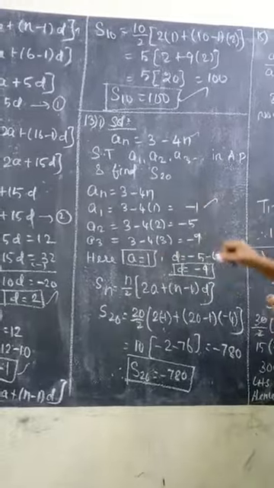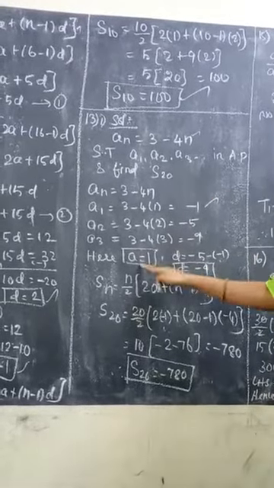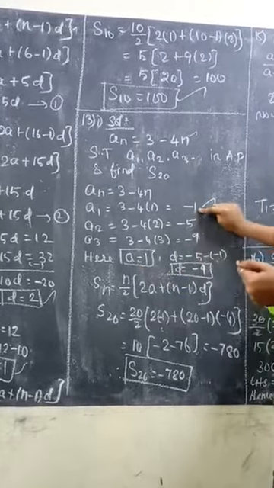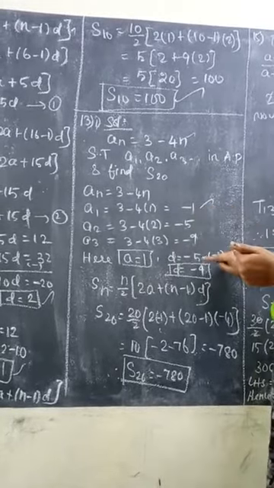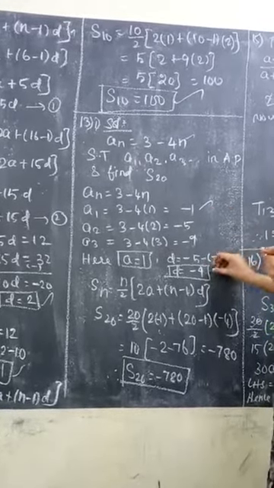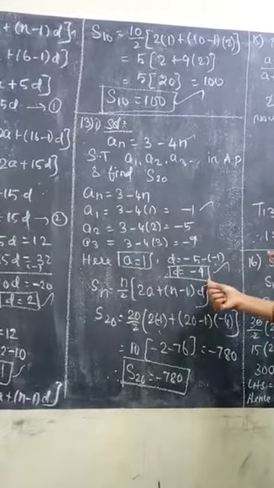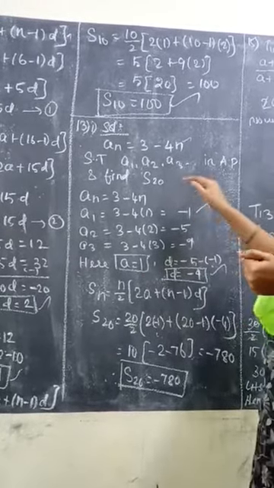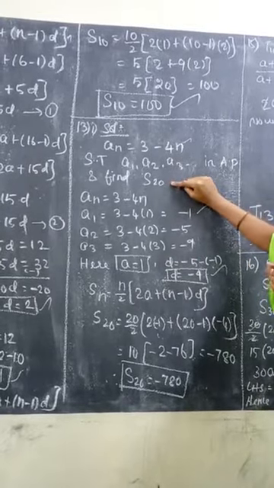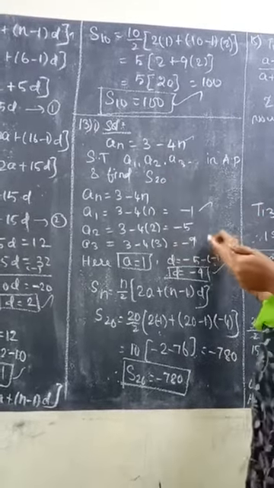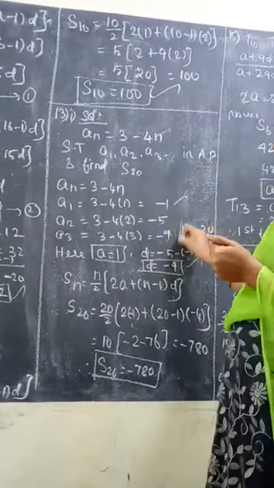What is the a value? The initial value is a equal to minus 1. What is d? Minus 5 minus of minus 1. Minus 5 plus 1 is minus 4. That is d. Now we have a value is minus 1, d value is minus 4. We need to find S20. So n is equal to 20.